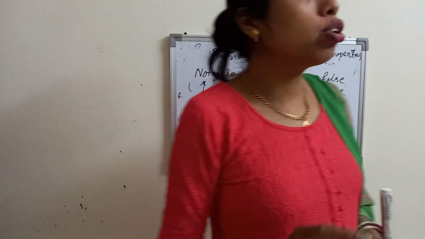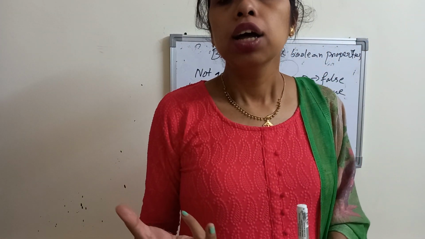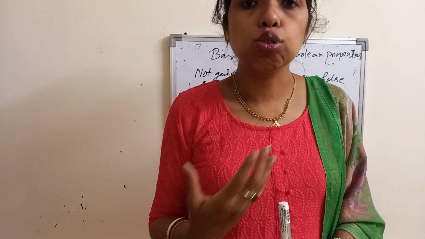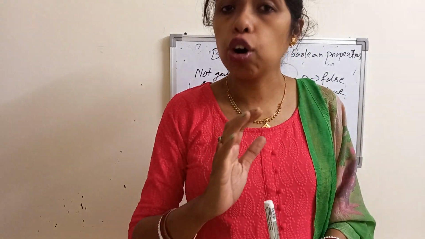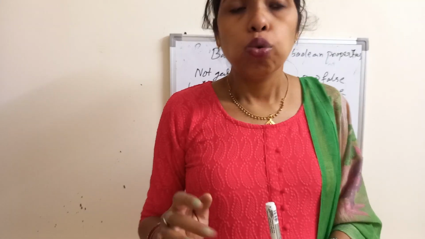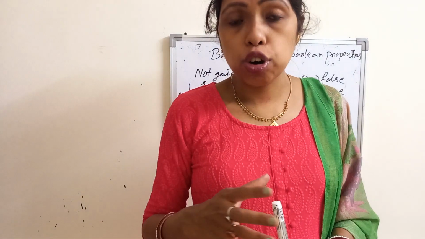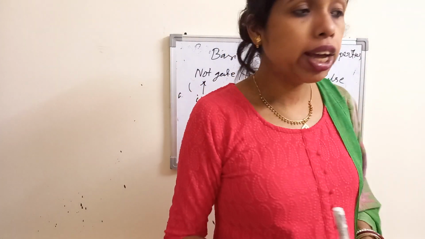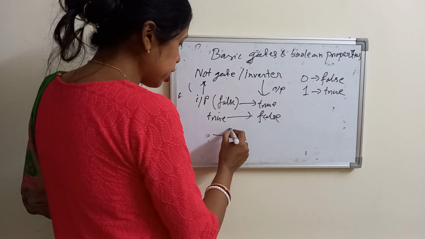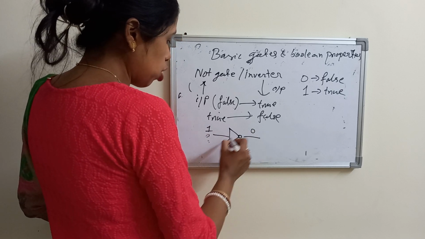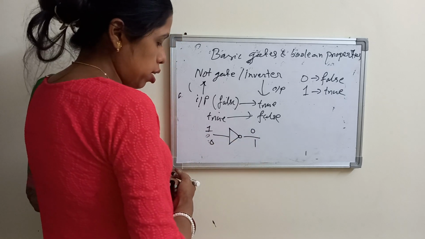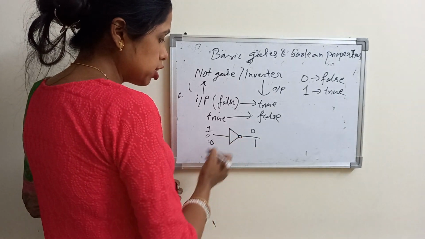If I have some data and I need a result which is the inversion of the input data, for this application I have to use the NOT gate. Normally a single NOT gate is not used for an application; along with the NOT gate, some other gates are normally used for implementing such applications. The symbol of the NOT gate is like this way. If you give 1, you will get 0; if you give 0, you will get 1. This is the triangle and dot, the symbol of the NOT gate.